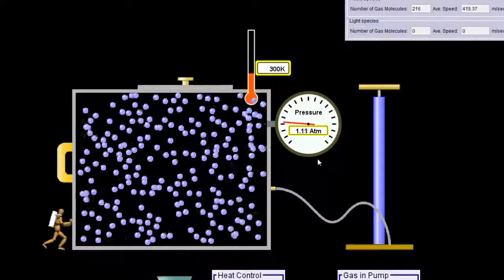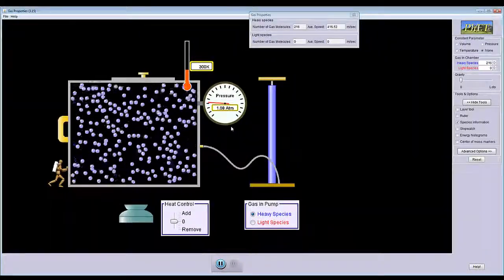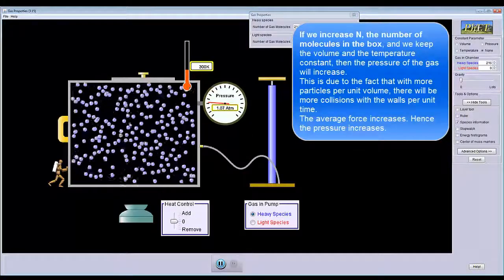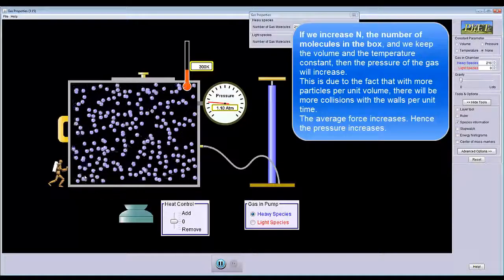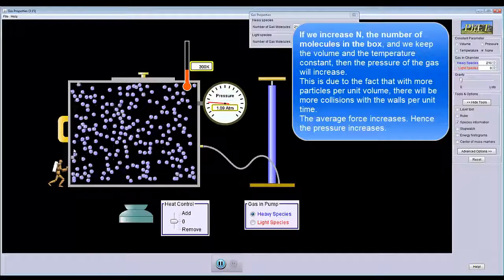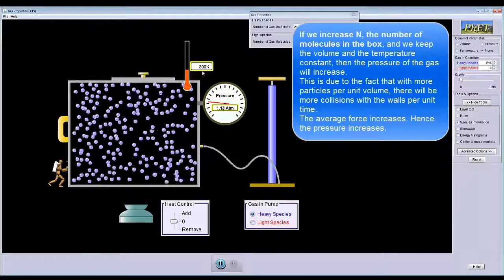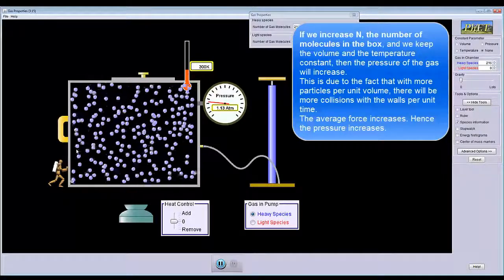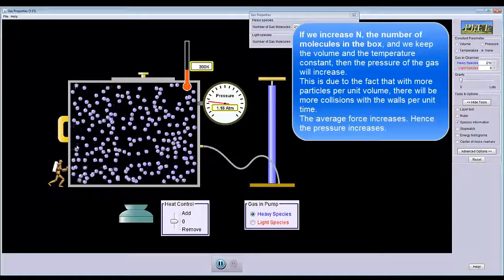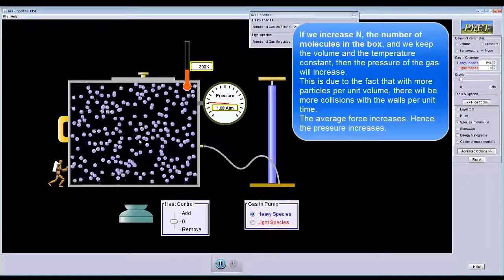And so if we increase the number of molecules and we keep the volume and the temperature fixed, then the pressure will increase. In fact, the two are proportional. The reason for this is that we now have more particles confined to the same space. In fact, we have twice as many particles confined to the same space, which means that we'll have twice as many collisions with the walls, and the particles on average have the same amount of kinetic energy, so the change in momentum in each collision will be the same. Twice the number of collisions with the same amount of force will result in twice the pressure.